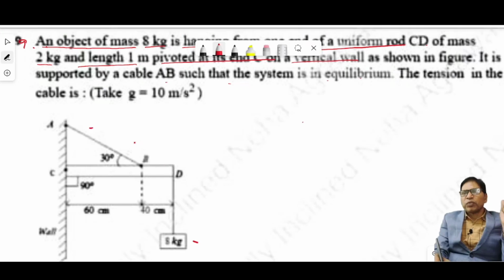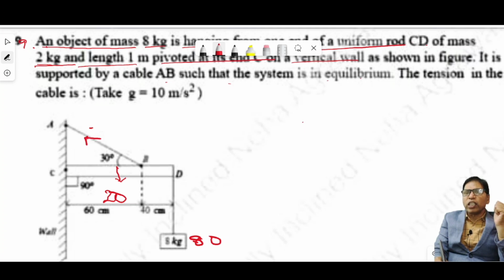Now look at this, the forces acting on the rod. Here the force acts at the midpoint. This is the weight of the rod. Now the weight of the rod is 2 kg, so this is 20 newton. Here the load attached at this end is 8 kg, so this is 80 newton. Now look at this, the tension of the string.